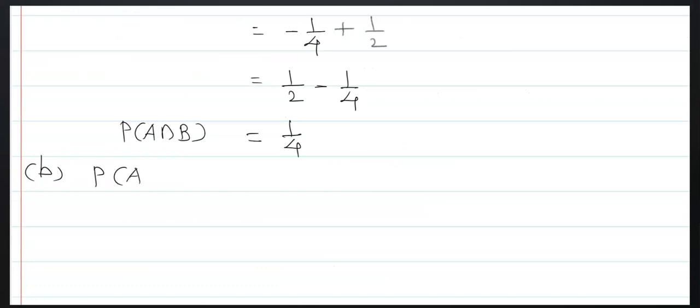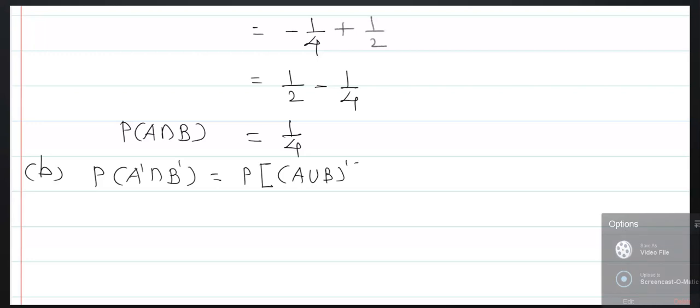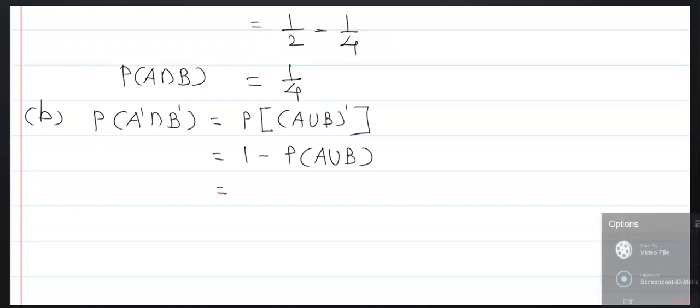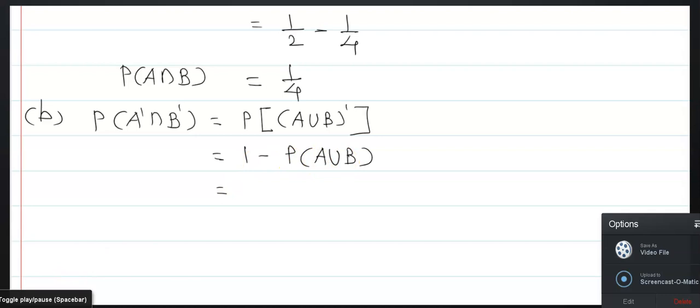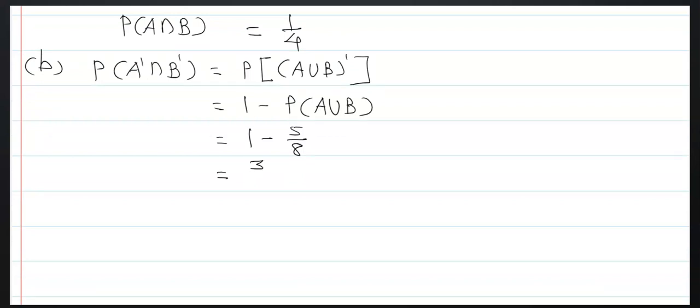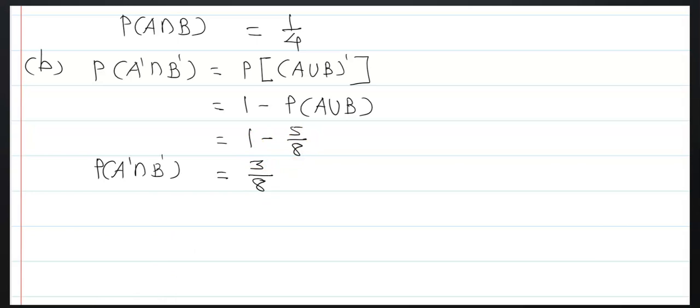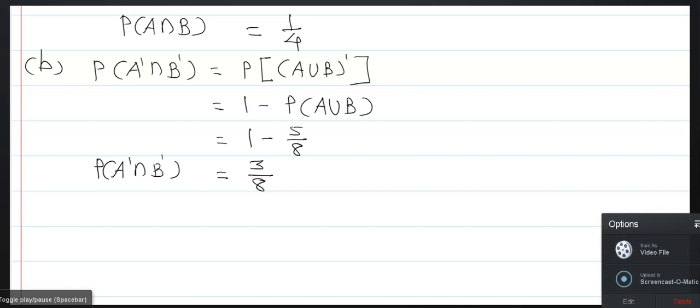Second, P of A complement intersection B complement, that is nothing but, by using De Morgan's law, P of A union B whole complement. This is the important formula: 1 minus P of A union B. Substitute the values, 1 minus 5 by 8. This is the formula you have to remember. 1 minus 5 by 8 is equal to 3 by 8. P of A complement intersection B complement is equal to 3 by 8.